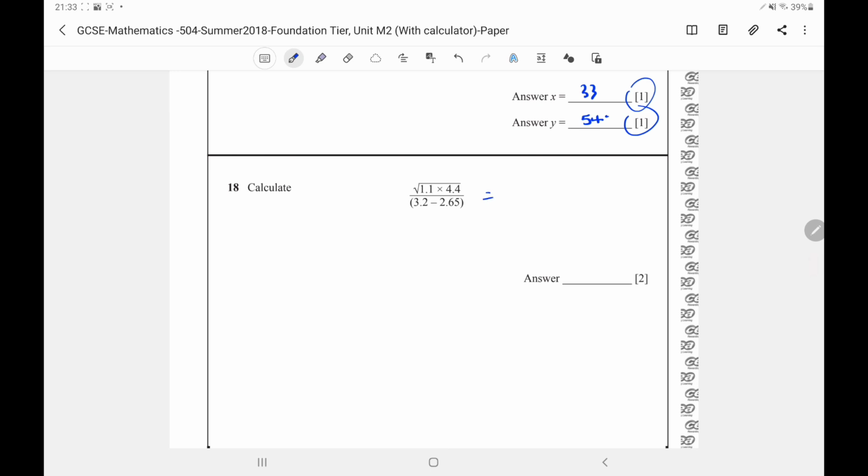This is just a test in your calculator. Make sure that whenever you're doing this in the calculator, that if you're doing it all in one go, put the top line in brackets and then do divide and put the bottom lines in brackets, and make sure to close brackets as well. So you should get 4 as your final answer.